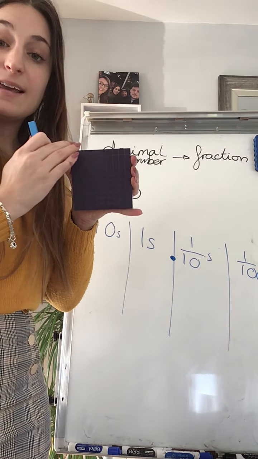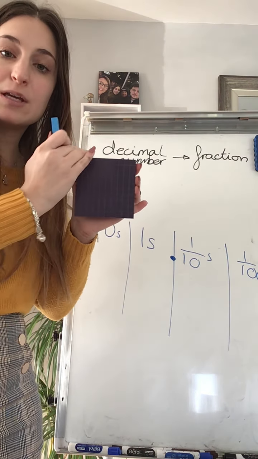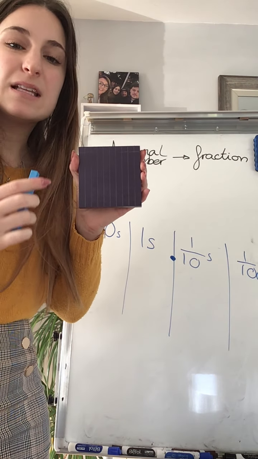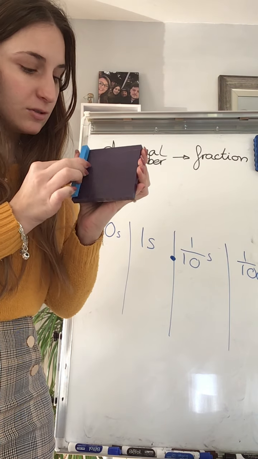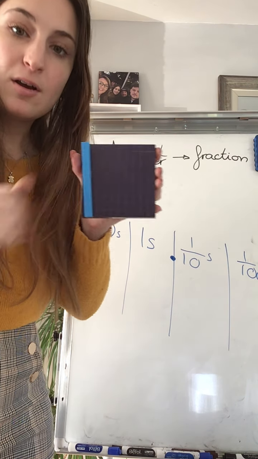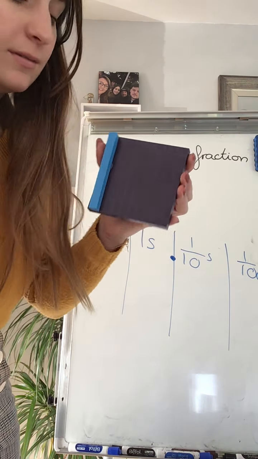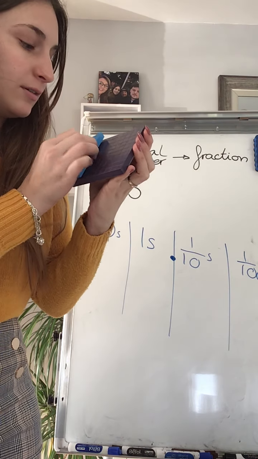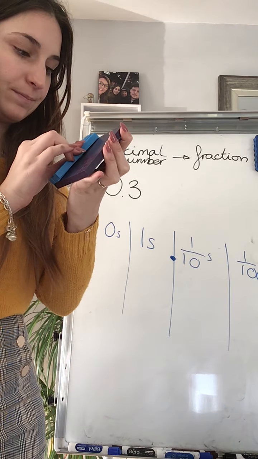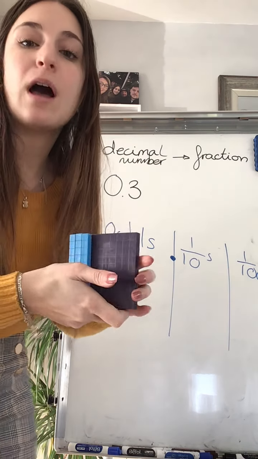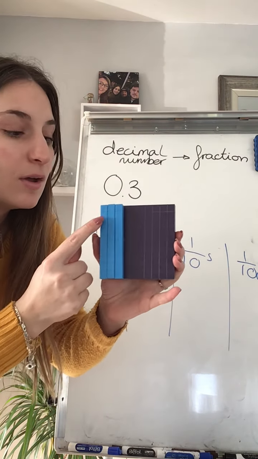I have a whole number, that's my 1, and I don't have 1, I have only 0.3. So I have 1, I have 2, and I have 3. Let's count in tenths, okay?